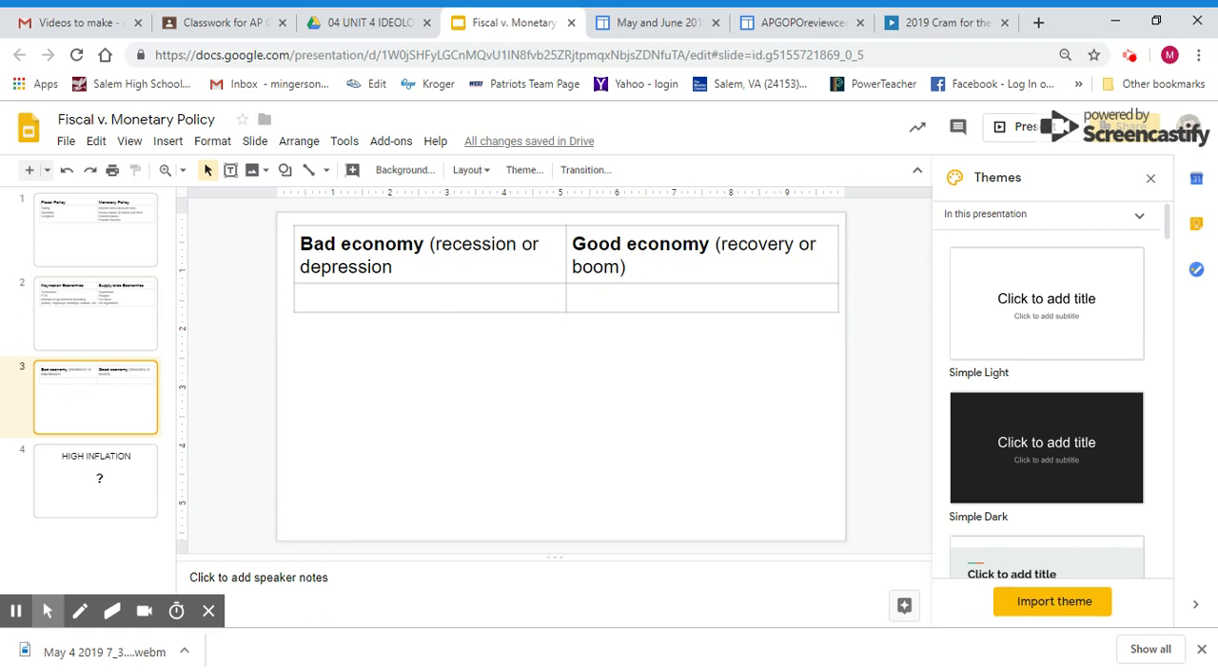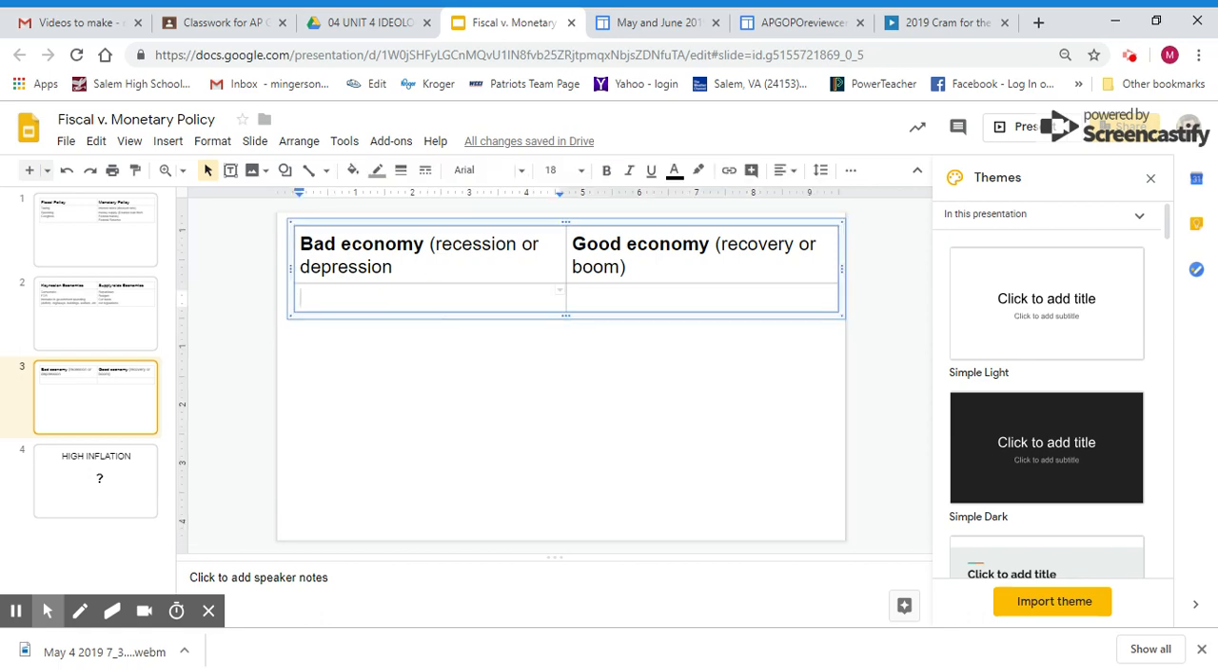And that leads us to the part that everybody, this is where people have trouble with. So what happens with fiscal and monetary policy during a recession or a depression? So let's talk about bad economy first. First off, understand that a bad economy means there's low demand. Like people aren't buying goods. That's what it means.